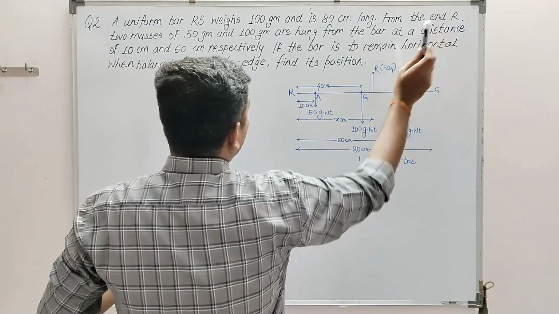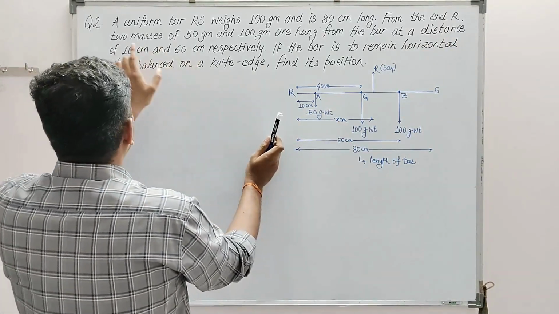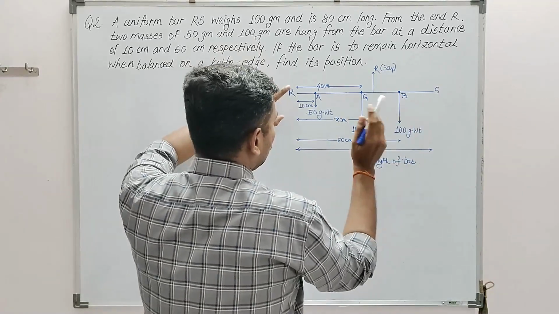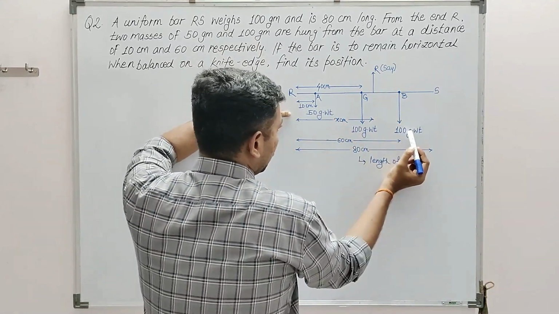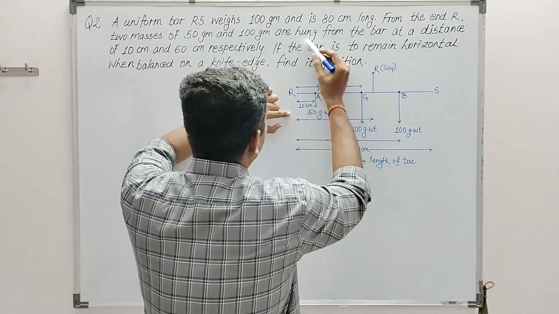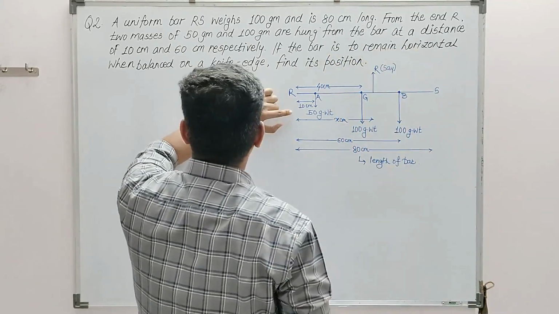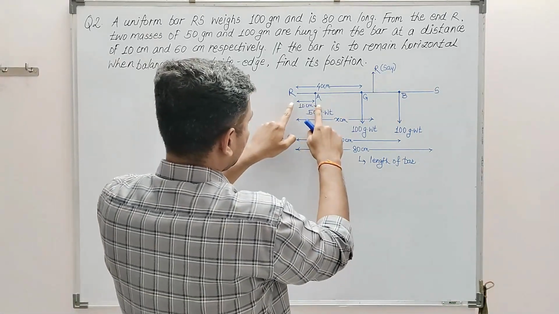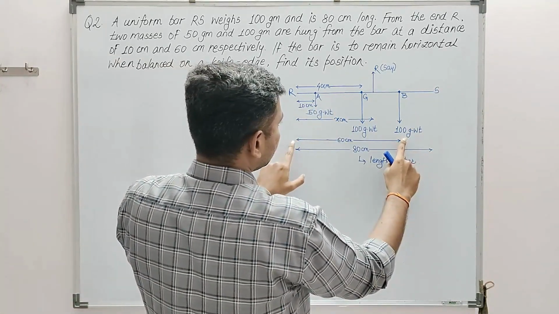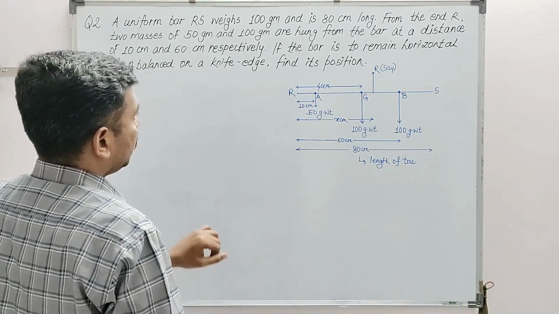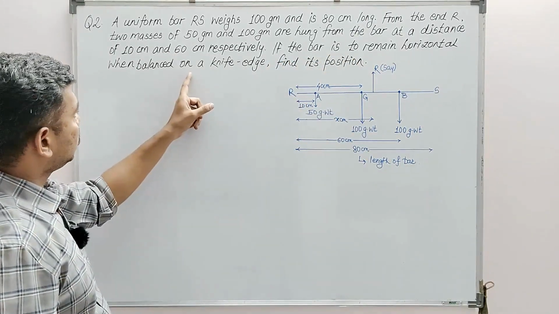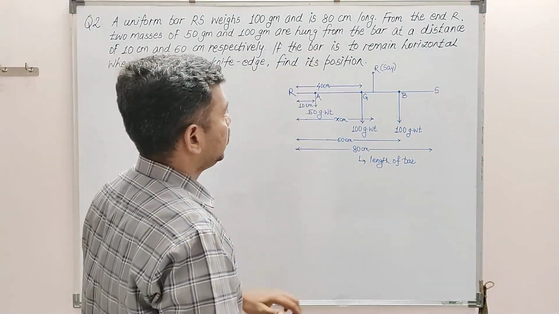Now the entire length of the bar RS is 80 centimeter. From the end R, two masses of 50 gram and 100 gram are hung from the bar at a distance of 10 centimeter and 60 centimeter respectively. If the bar is to remain horizontal when balanced on the knife edge, find its position.